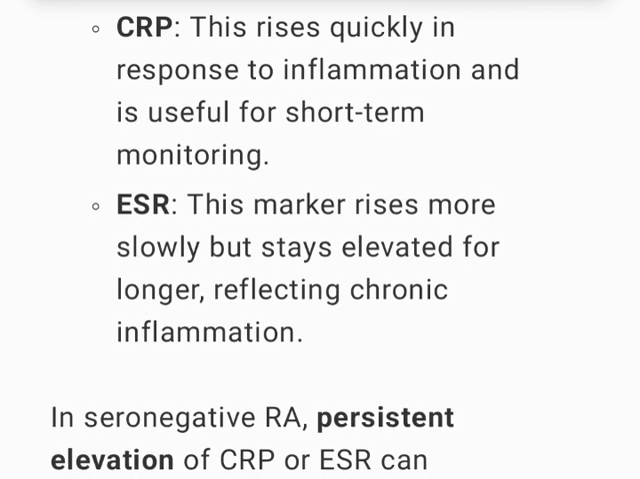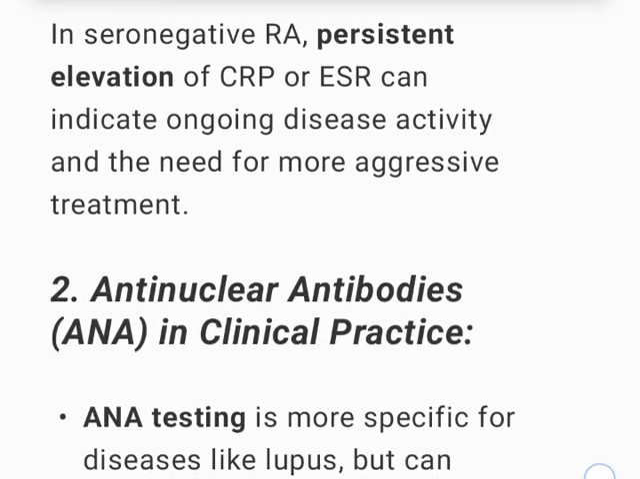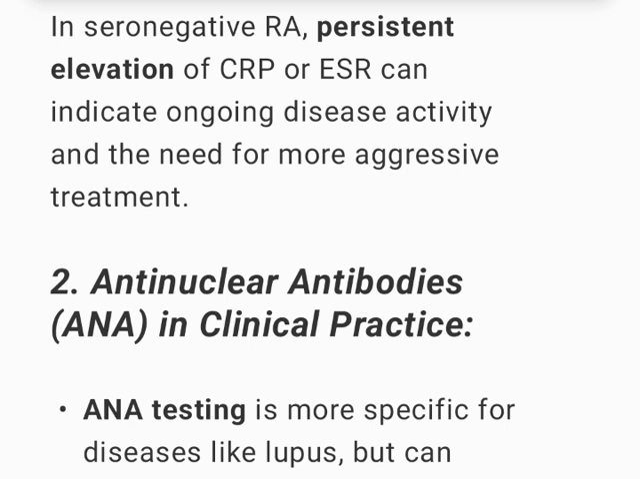CRP. This rises quickly in response to inflammation and is useful for short-term monitoring. ESR. This marker rises more slowly but stays elevated for longer, reflecting chronic inflammation. In seronegative RA, persistent elevation of CRP or ESR can indicate ongoing disease activity and the need for more aggressive treatment.